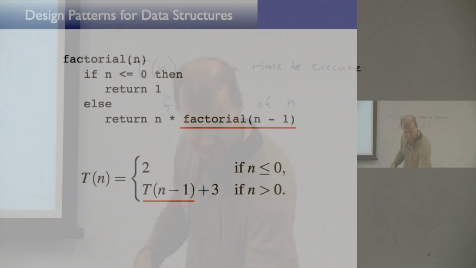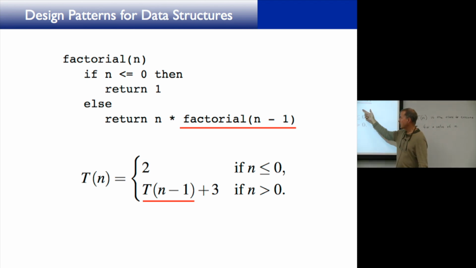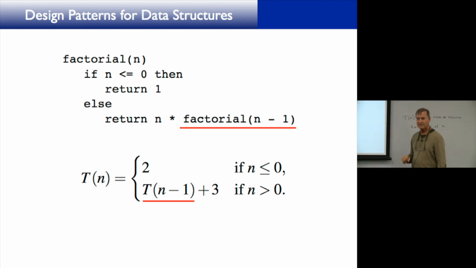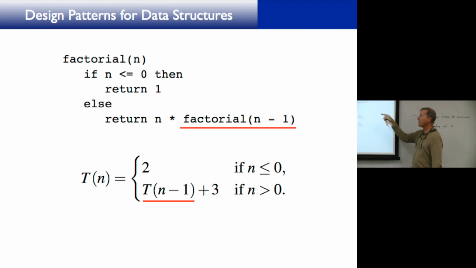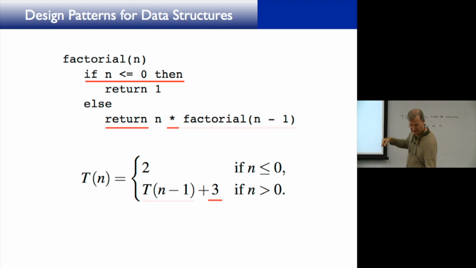So look, this factorial n minus 1, that's where this T of n minus 1 comes from. Now does everybody see that? So this is T of n defined in terms of T of n minus 1. This T of n minus 1 comes from this factorial call. But now, after it does that factorial call, then what does it have to do? It has to multiply. And by the way, how did it get there? The if statement had to execute, then it had to multiply, and then it had to execute the return. So that's like 1, 2, 3. So that's like plus 3. Does everybody see that? Yeah.